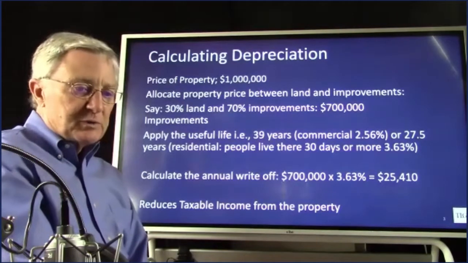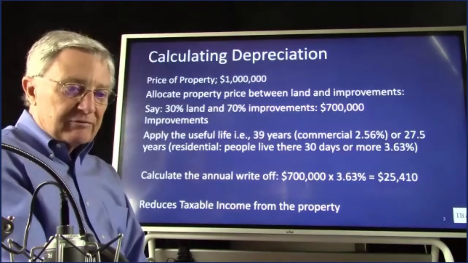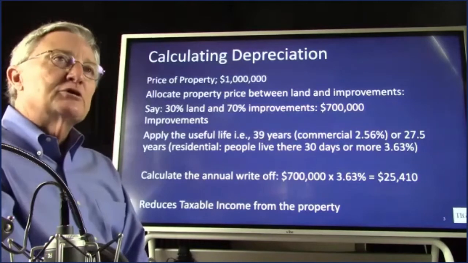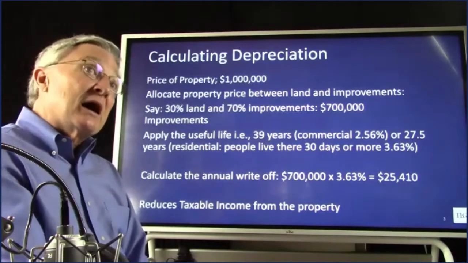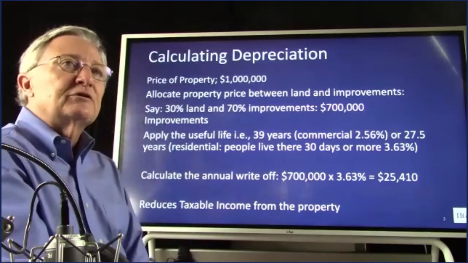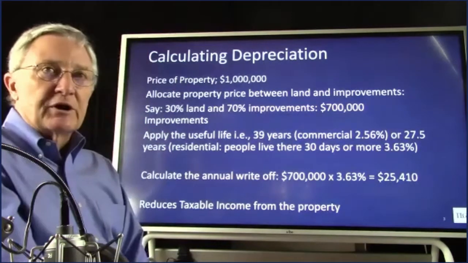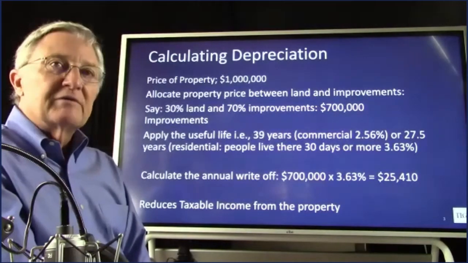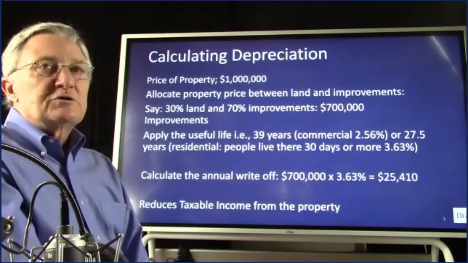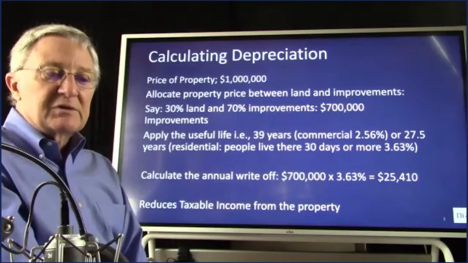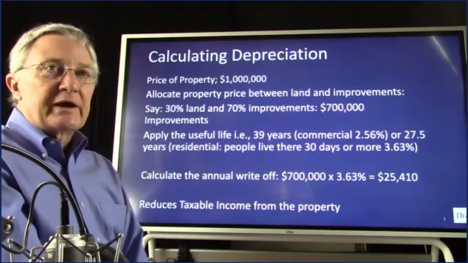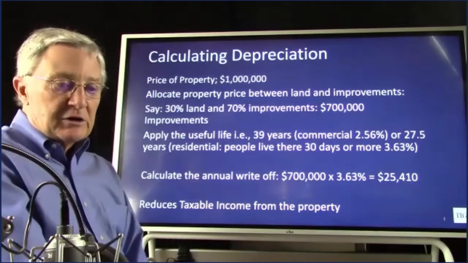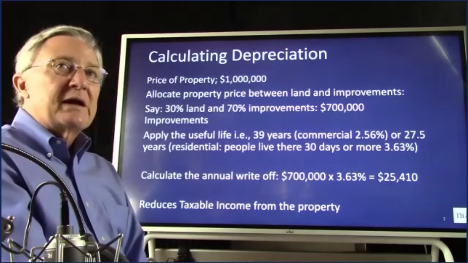So the next thing we do is apply the useful life. And 39 years is the statutory useful life for commercial real estate. And it's straight line. So with one little exception in the first year, it's the same percentage every year. If you took 100% and divided it by 39, you'd get 2.56%. So 2.56% of our $700,000 would be our first year write-off, and every year for 39 years. At the end of 39 years, it would be fully recaptured.